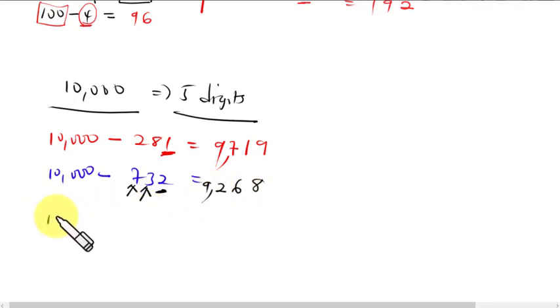Let's take the last one. What do you think will be 10,000 minus, say, 5? So 5 is just 1 digit. So that's the last digit. What number should I add to 5 to get 10? That is 5. But because I have to get 4 digits, I'll add three 9s here, and that will be 9,995.